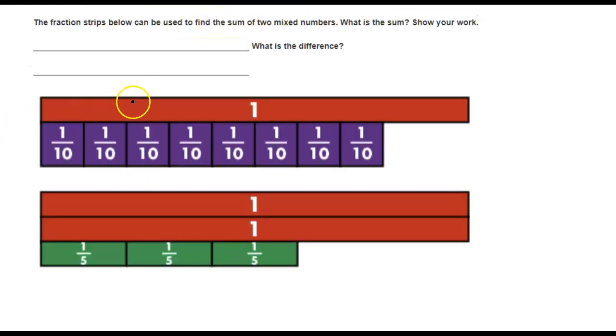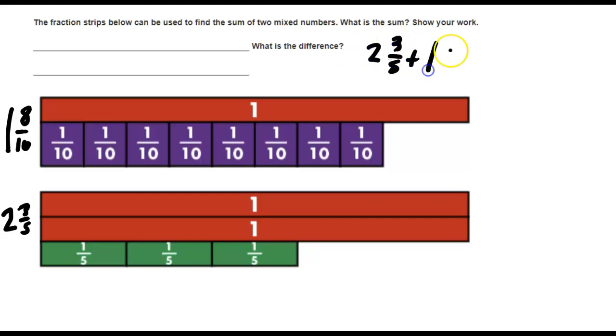Number 8. The fraction strips below can be used to help find the sum of the two mixed numbers. What's the sum and then what's the difference? Okay, so I'm going to write off to the side. This whole number is one whole number, and I've got 8/10 here. This one is two whole numbers and 3/5. So I'm going to add these together, and I'm going to say 2 3/5 plus 1 8/10. So really I have 3 3/5 plus 8/10.